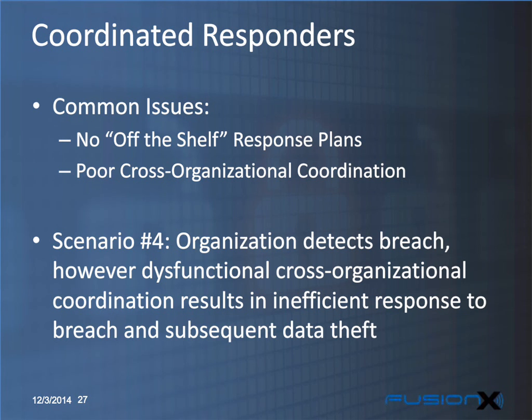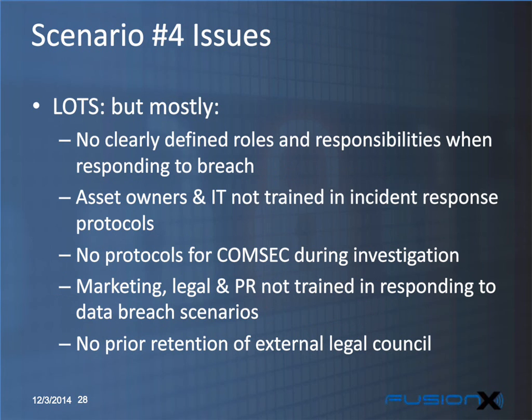So scenario 4 here is: an organization detects a breach, however dysfunctional cross-organization coordination results in insufficient response to the breach, and all their information gets stolen. What are the issues here? There are lots of issues with this, but some of the top-of-mind problems are no clearly defined roles and responsibilities. No one knows who's doing what. When it comes to something like a remediation event, there are insufficient resources to support that.